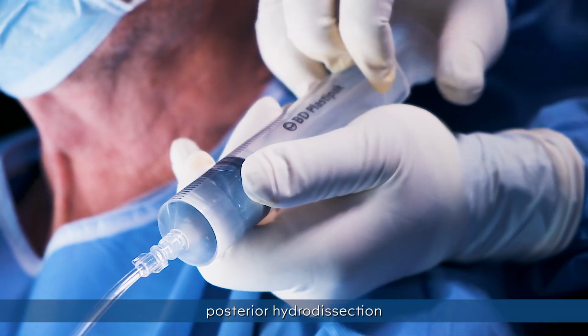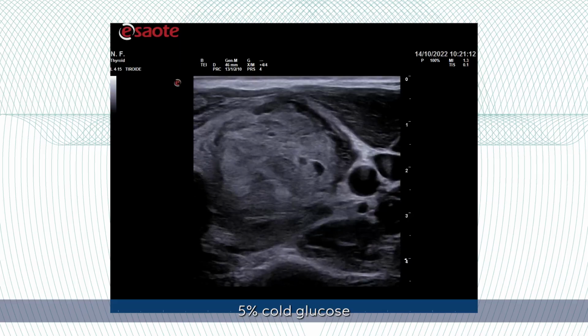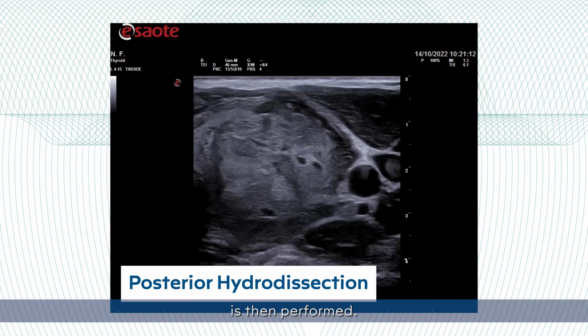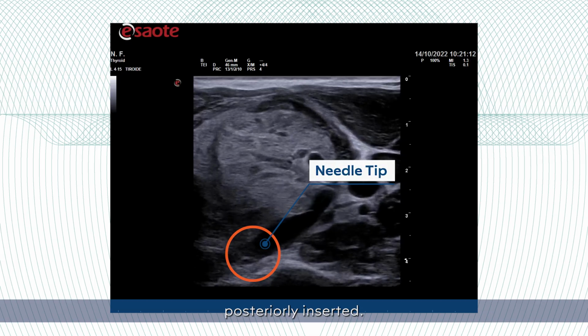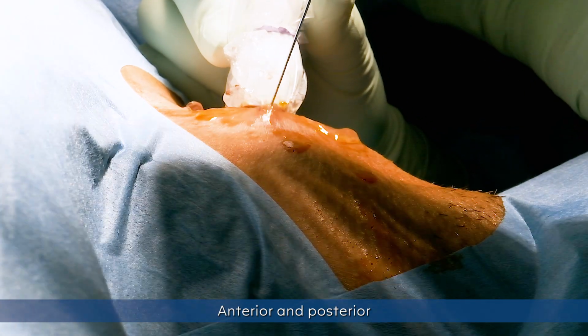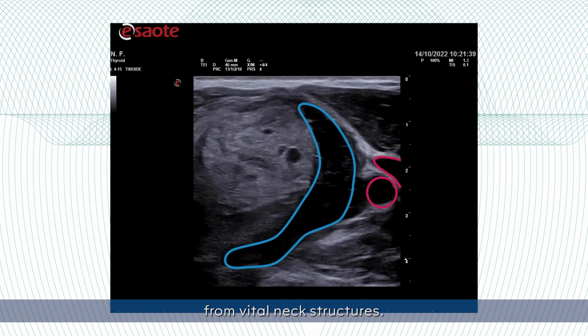Ultrasound-guided posterior hydrodissection by the administration of 30 ml 5% cold glucose is then performed. Here you can see the needle tip posteriorly inserted. Anterior and posterior hydrodissections merge, thus separating nodule from vital neck structures.